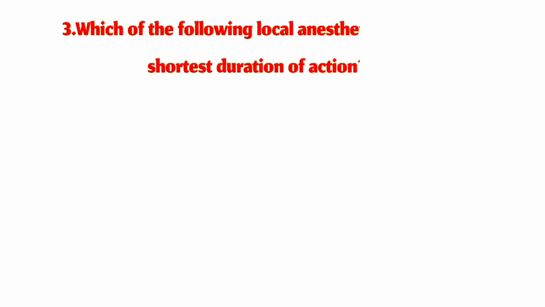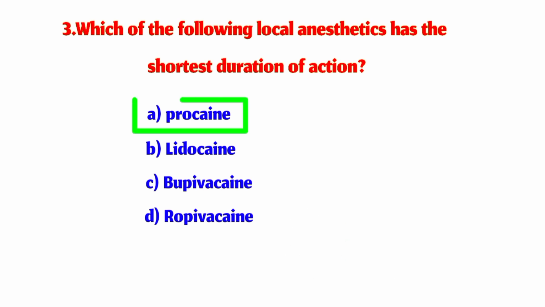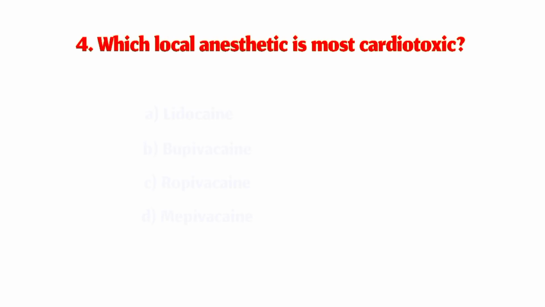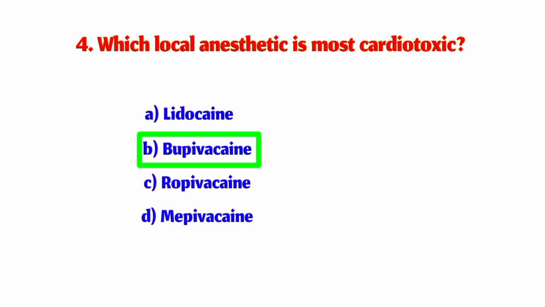Question 3. Which of the following local anesthetics has the shortest duration of action? Correct answer, procaine. Question 4. Which local anesthetic is most cardiotoxic? Correct answer option B, bupivacaine.